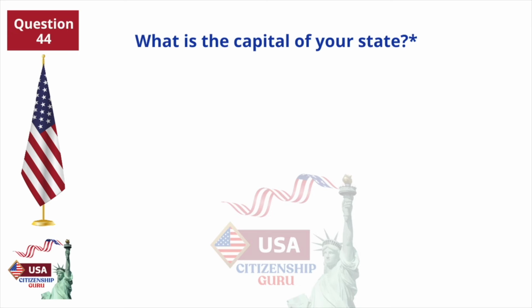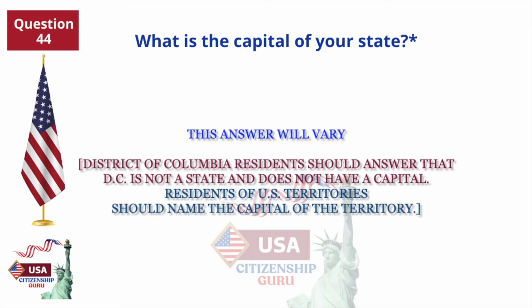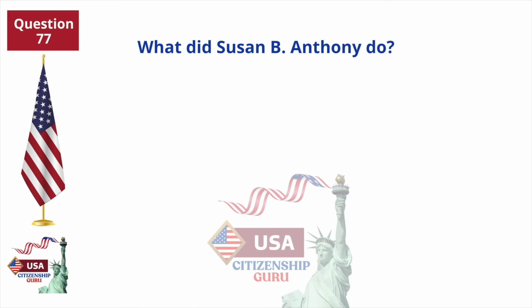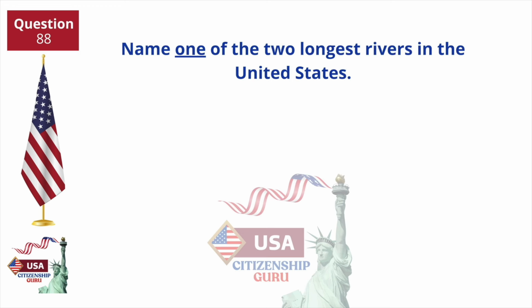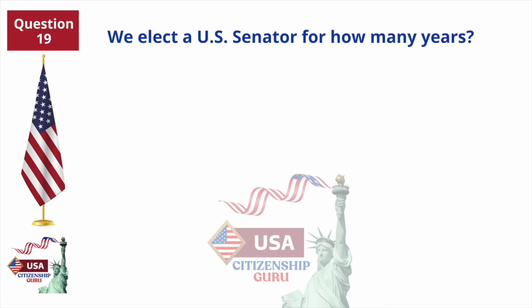What is the capital of your state? What did Susan B. Anthony do? Fought for women's rights. Name one of the two longest rivers in the United States. Missouri River. We elect a U.S. Senator for how many years? 6.